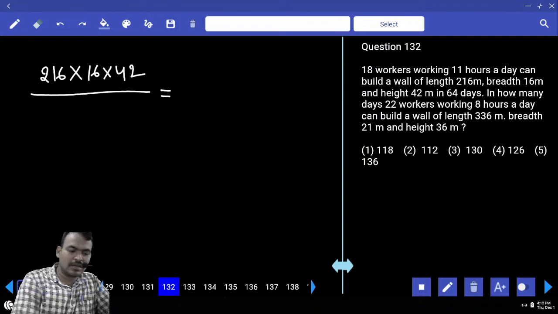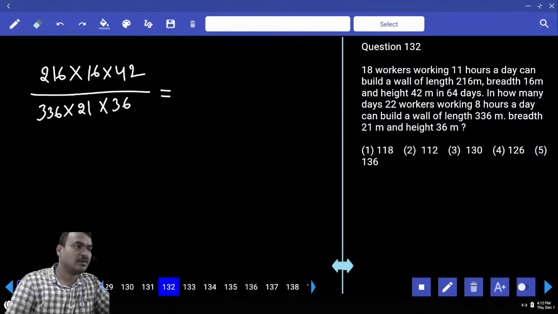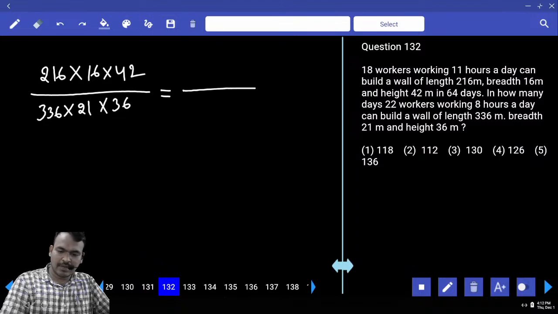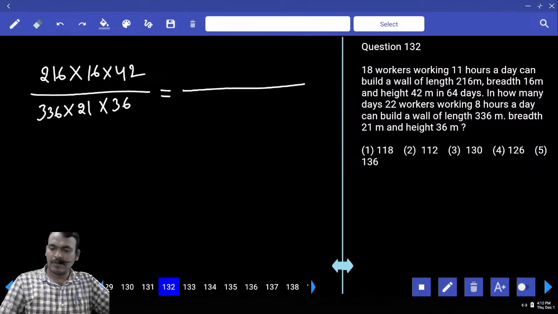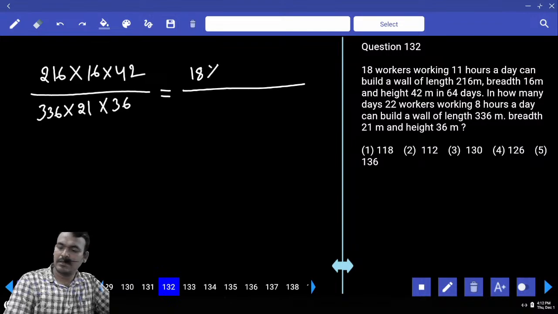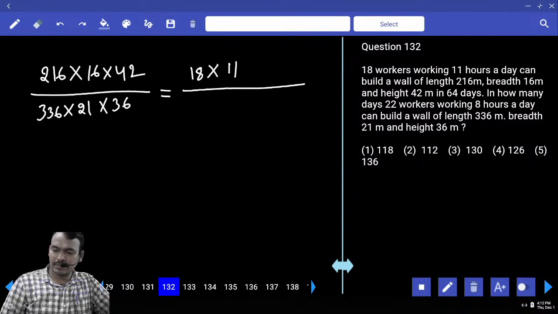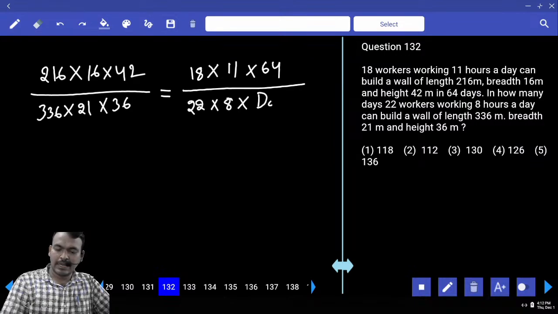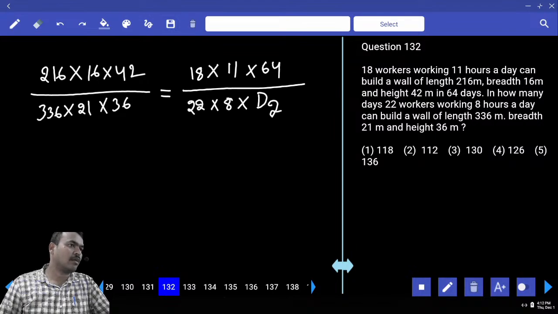What is the second case work? Length is how much? 336. Breadth is how much? 21. Height is how much? 36 or not. That is the second case work or first case work? Second case work. Numerator first case work, denominator second case work. And what is the work ratio? Nothing but men into days or not. First time how many workers? 18 workers. Per day how many hours are working? 11 hours. But how many days are working? 64 days or not. Second time how many workers are working? 22 workers. Per day 8 hours. But we require the number of days or not. Yes or no?